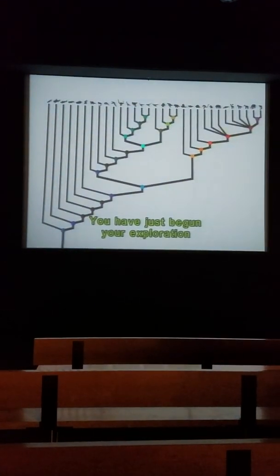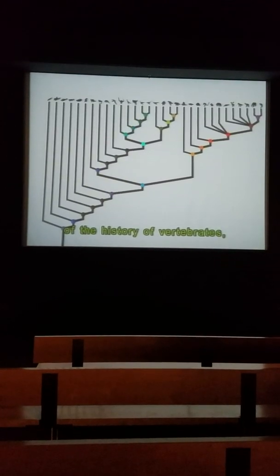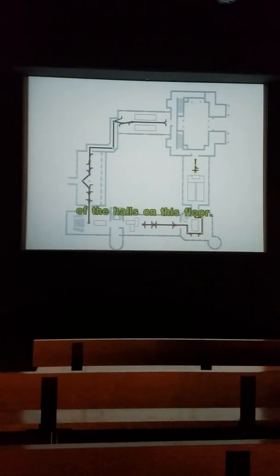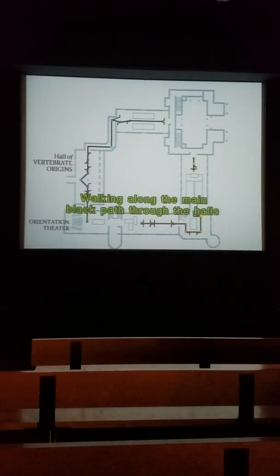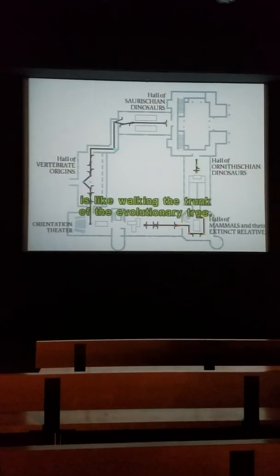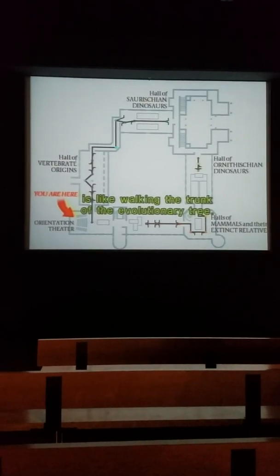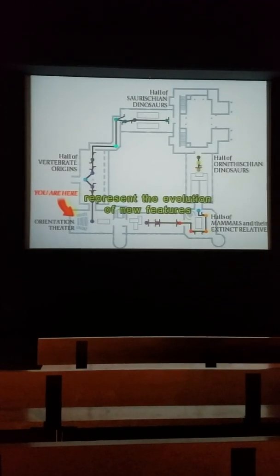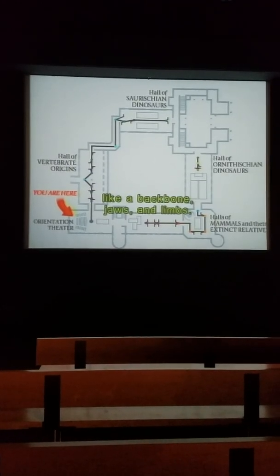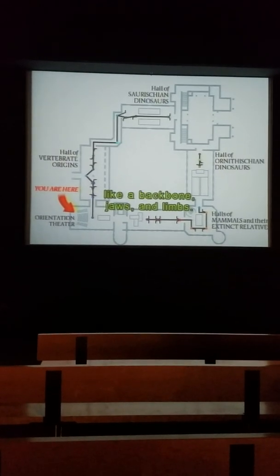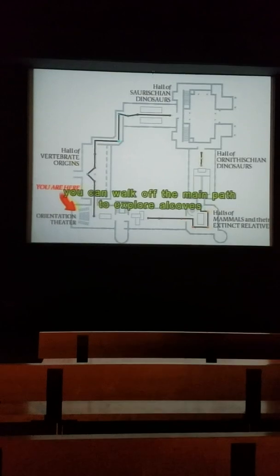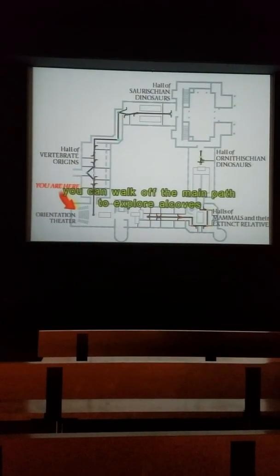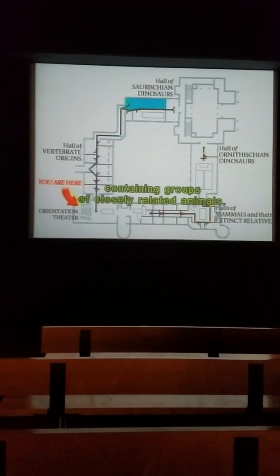You have just begun your exploration of the history of vertebrates. Because this cladogram is also a map of the halls on this floor. Walking along the main black path through the halls is like walking the trunk of the evolutionary tree. Circular branching points along this path represent the evolution of new features like a backbone, jaws, and limbs. At these branching points, you can walk off the main path to explore alcoves containing groups of closely related animals.